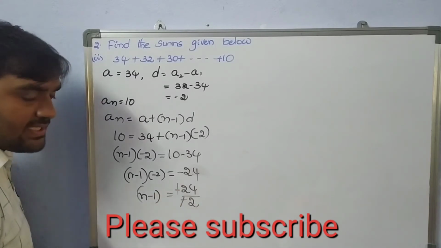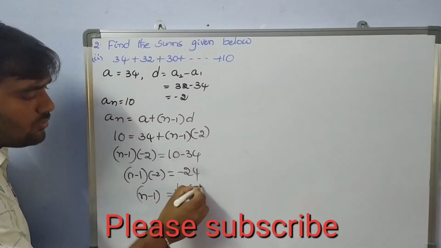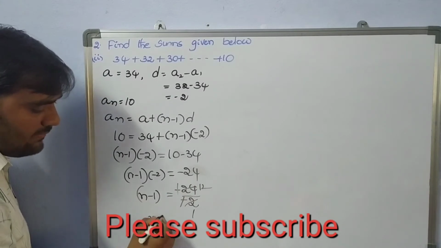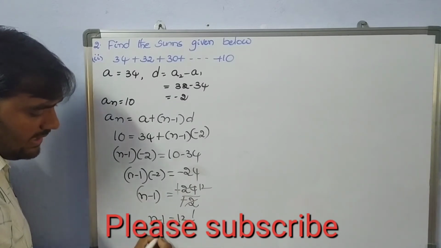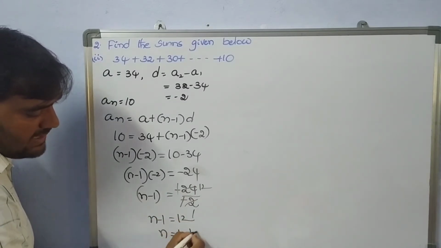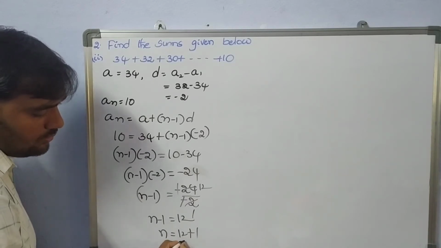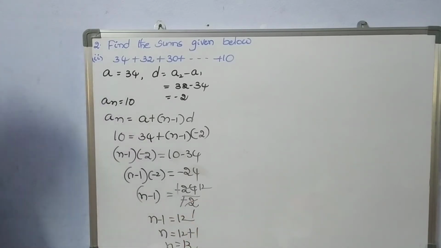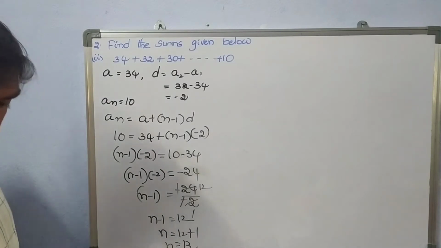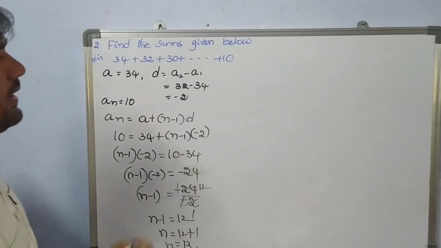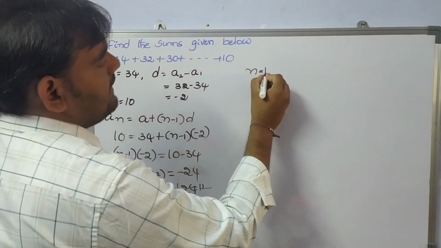Minus minus gets cancelled. 2 ones are 2, 2 twelves are 24. So n minus 1 is equal to 12. Then n is equal to 12 plus 1. So n is equal to 13. What is the value of n? N is equal to 13. So here n is equal to 13 we got.